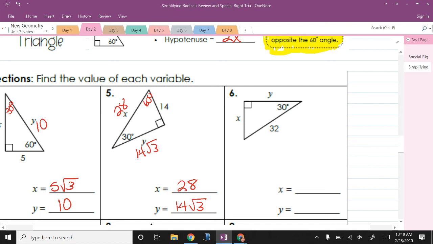Now, I told you, life is easier to me if you can get the short leg. So, if they gave us the hypotenuse, how do we get the short leg? That's it. You just take half of it, right? So, what's 32 divided by 2? So, this X over here is the short leg because it's across from the 30-degree angle. So, that one's 16, right? Okay with that? So, how do I get the long leg? And it's just going to be 16 radical 3, right?